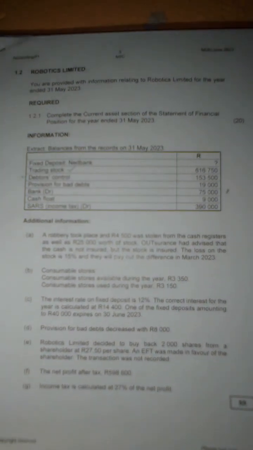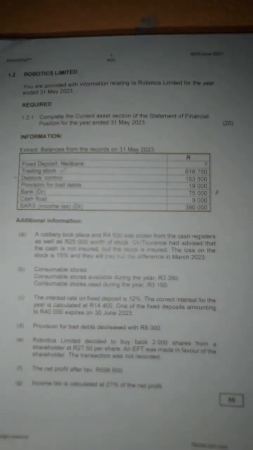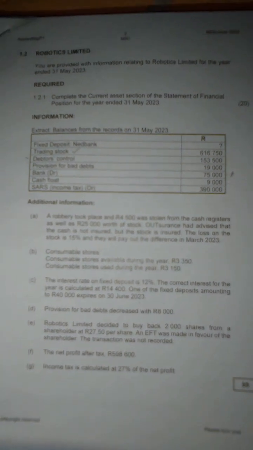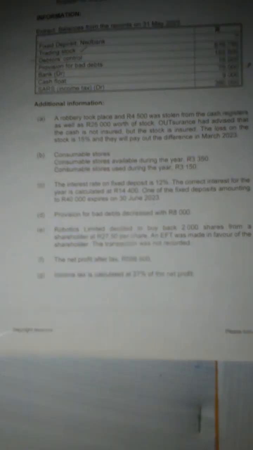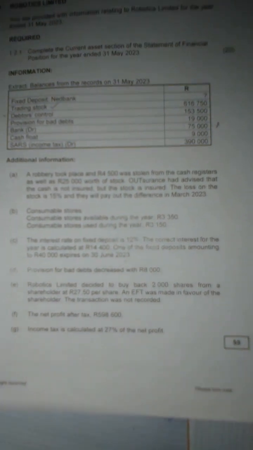Question 1.2. You are provided with information relating to Robotics Limited for the year ended 31 May 2023. The requirements: complete the current assets section of the statement of the financial position for the year ended 31 May 2023. Okay, we are given the extract from the records on the 31st of May 2023. We are also given additional information.